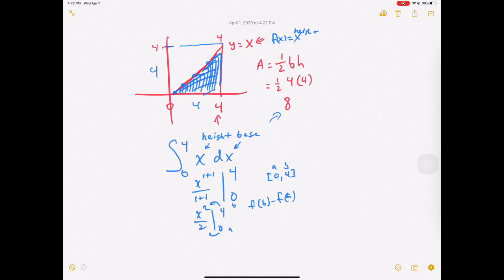So f of b is 4. We're going to plug in 4. So it's going to be 4 squared over 2 minus 0 squared over 2, which is 16 over 2 minus 0, which is 8. Same answer. Whoa.